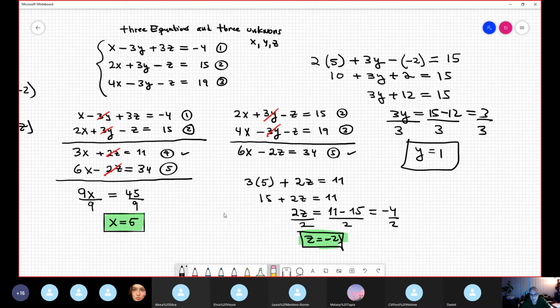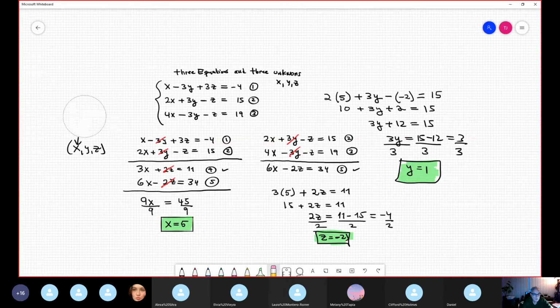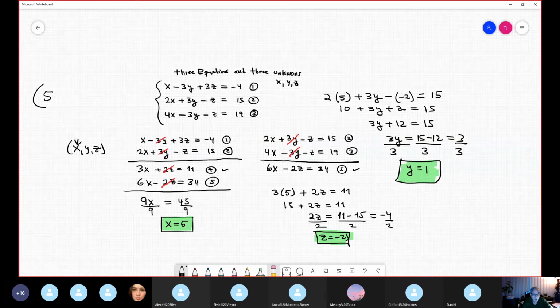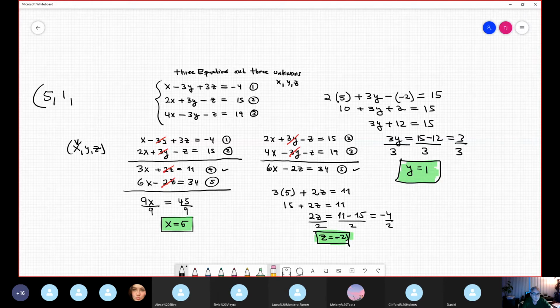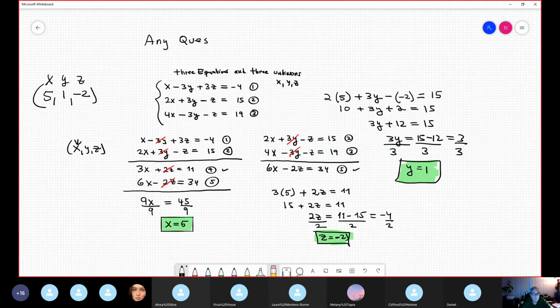Oh, no good. I lied. y equals 1. Therefore, my solution is the ordered triple, let me write here in an elegant way: 5, 1, negative 2. x, y, and z. Any question? Piece of cake or piece of rock?